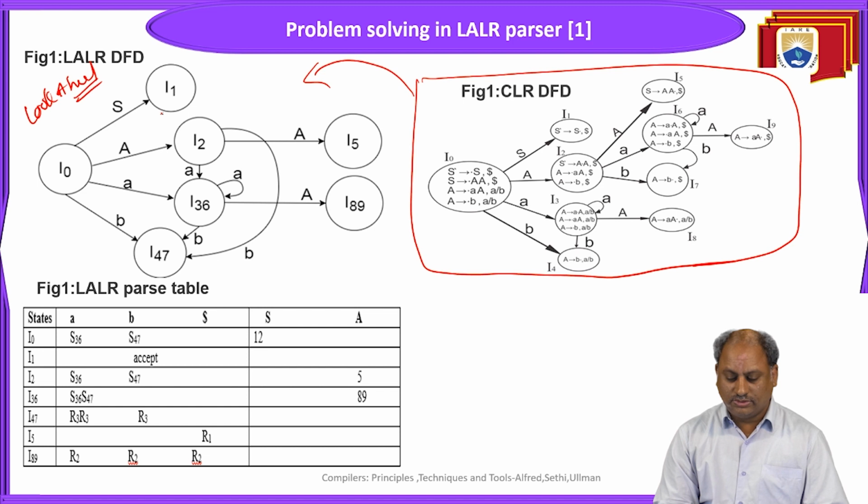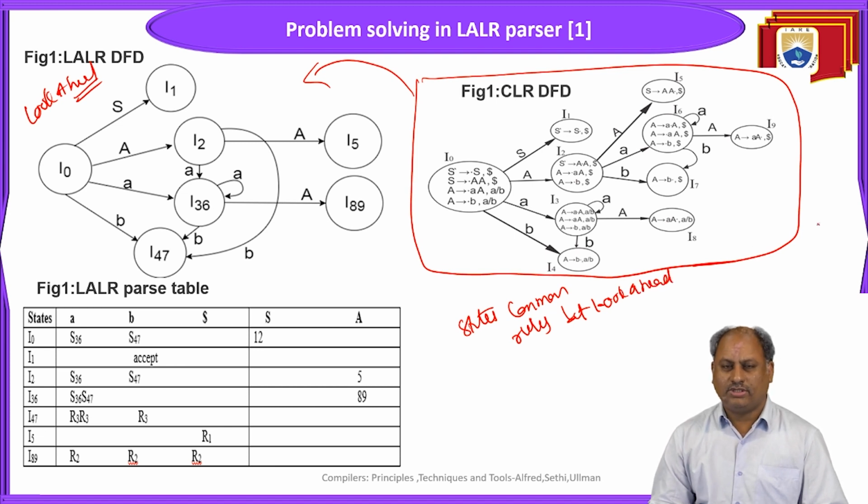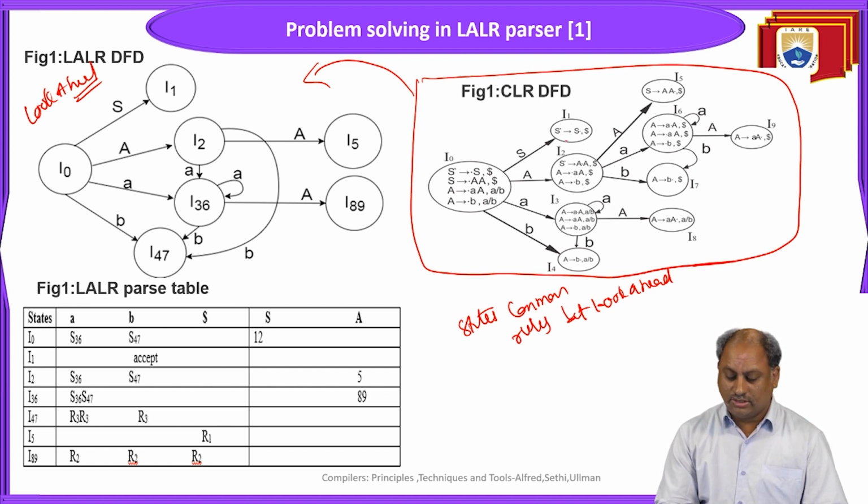So look-ahead LR gives a determination indicating that the states which are common, which contain the rules that are common but have different look-aheads, can be included as one state. Here, if you consider I1, this is one state. I0 is one state. I2, I3, I4, I5, I6, 7, 8, 9.